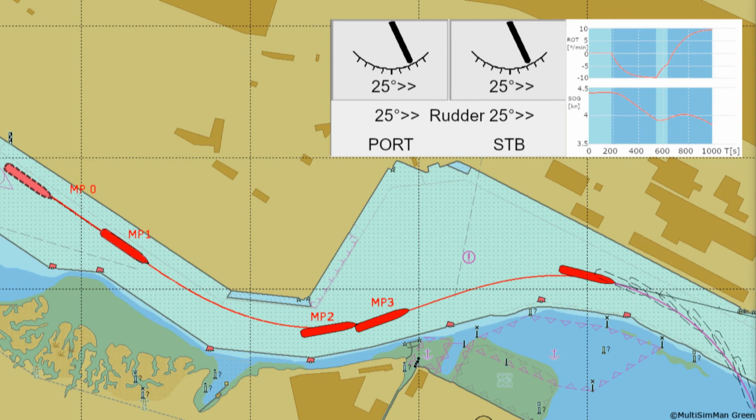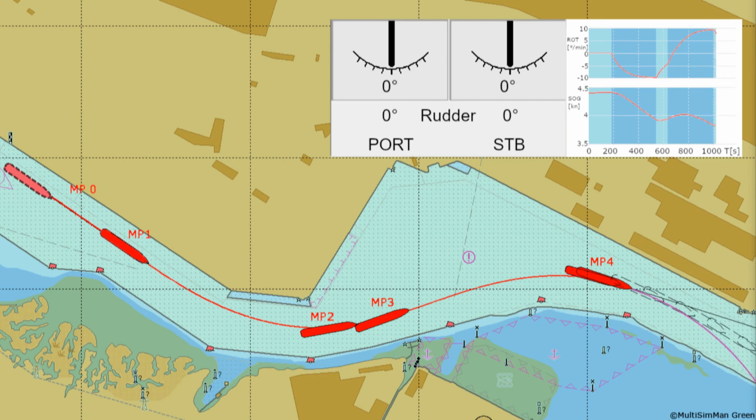Once the desired course is achieved, the rudder is set amidships again. Consequently, the rate of turn is decreasing. Another 3 minutes later, the rate of turn reduces to 2.5 degrees per minute. The ship's speed is slowly increasing and the maneuver is completed.